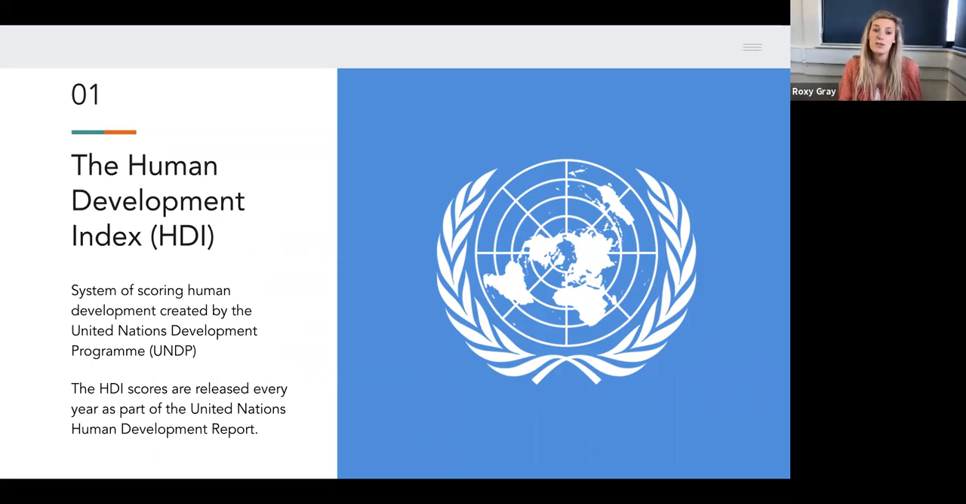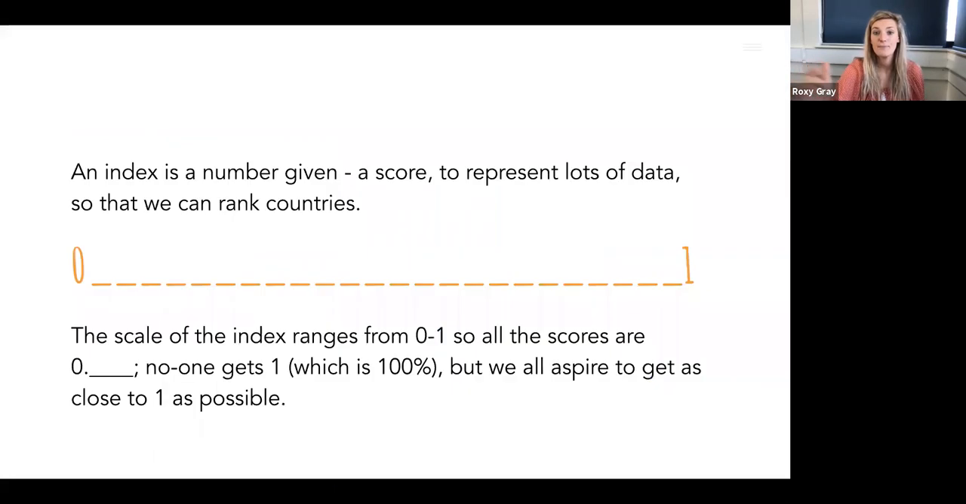And the HDI scores are released every year as part of their kind of annual report. So this is a specific part of the United Nations that is dedicated to assessing and promoting human wellbeing around the world. So basically the way that the HDI score works is it's an index. So it's Human Development Index. And what an index is, it's a number given, a single number, like a score, that represents lots of other numbers. So represents lots of other data.